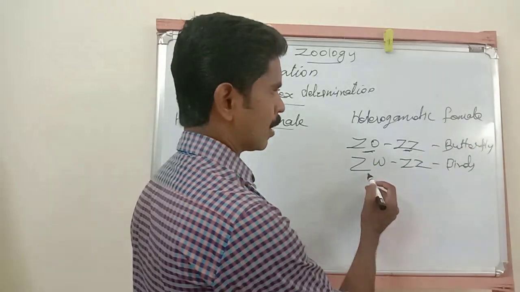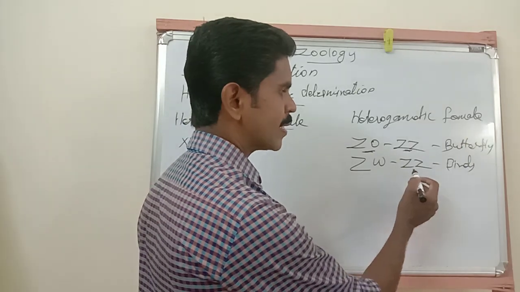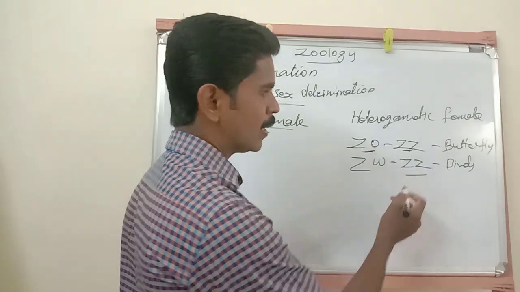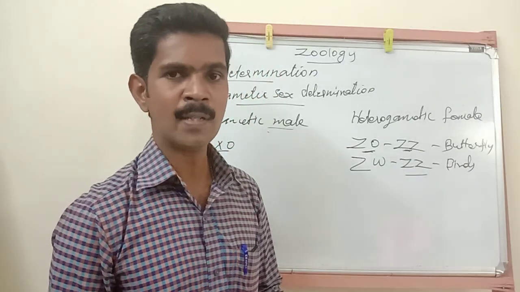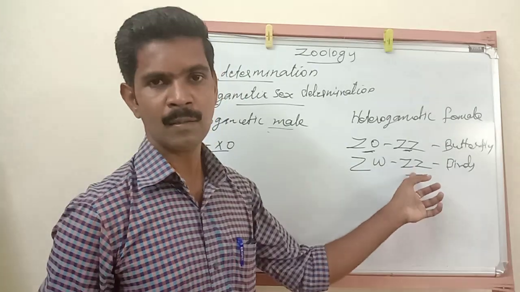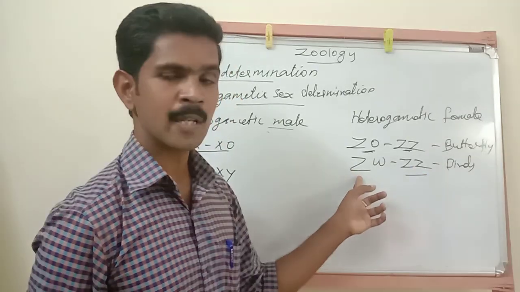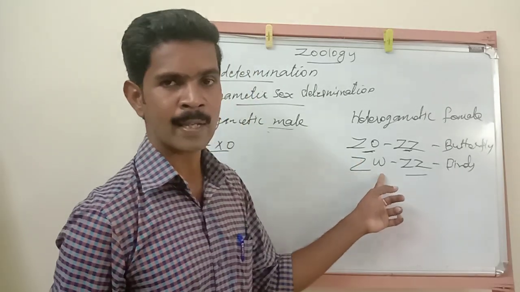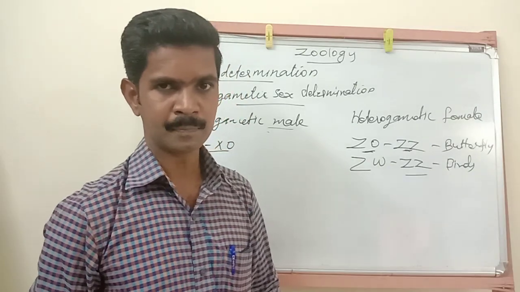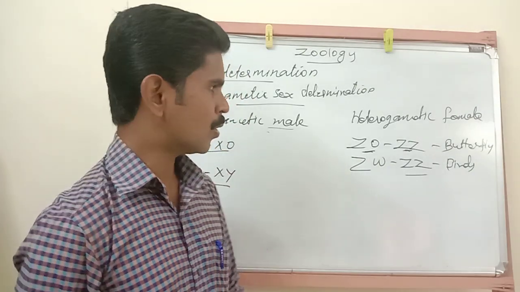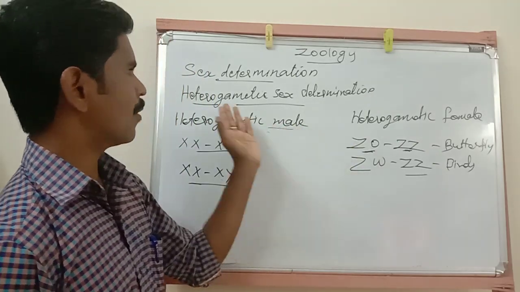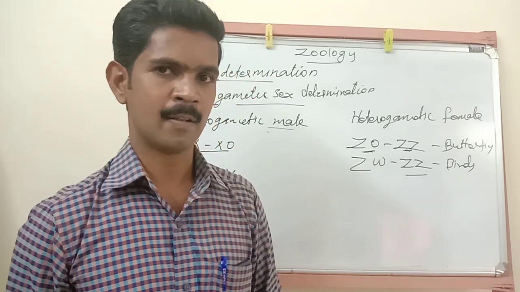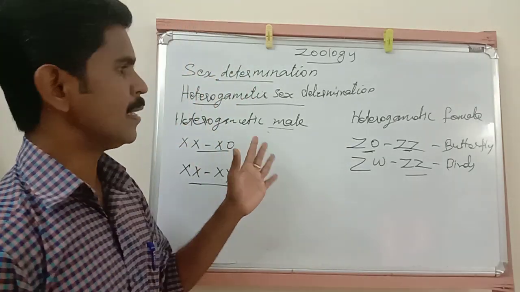Then the next type of heterogametic female is ZW, ZZ type of sex determination. Example, bats. Here also the male produces a single type of sperm, carrying one Z chromosome. But the female produces two types of eggs, one carrying the Z chromosome and another carrying the W chromosome. Understand? So these two are the important types of heterogametic sex determination. Hope you understood this.